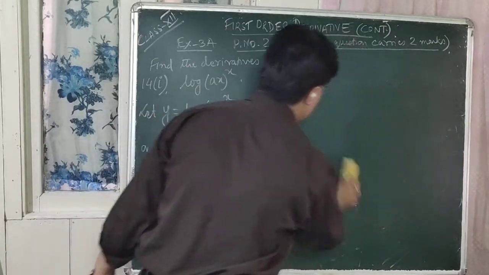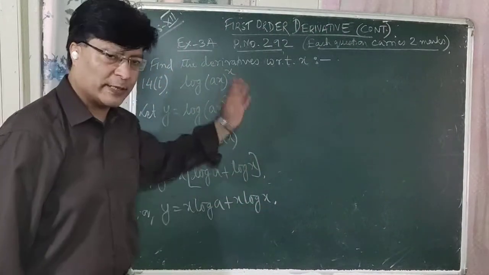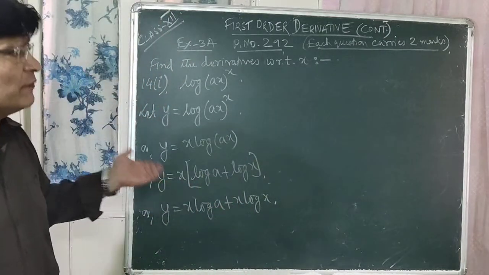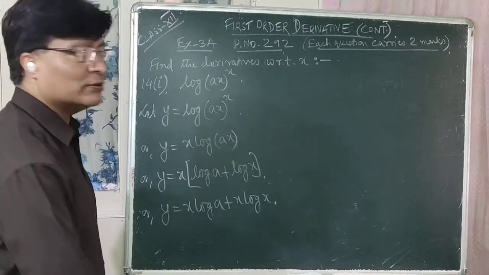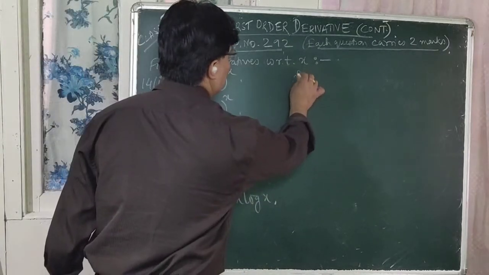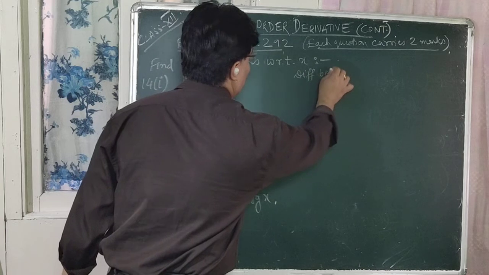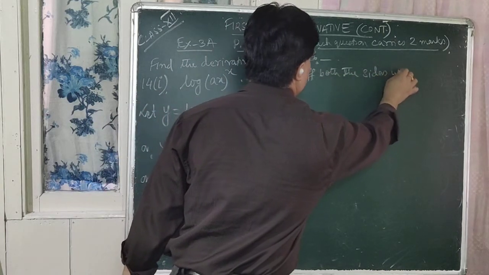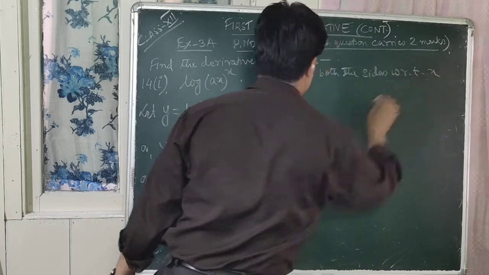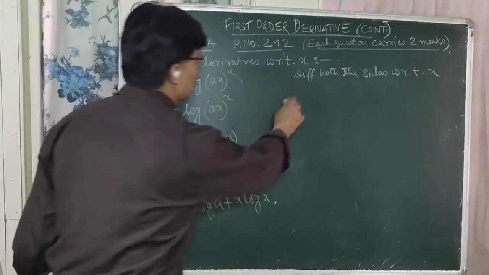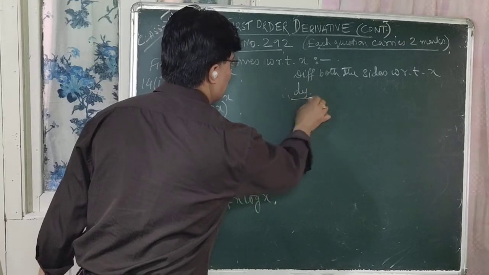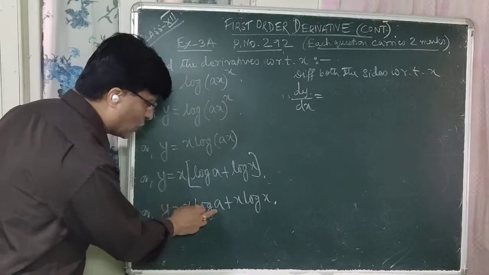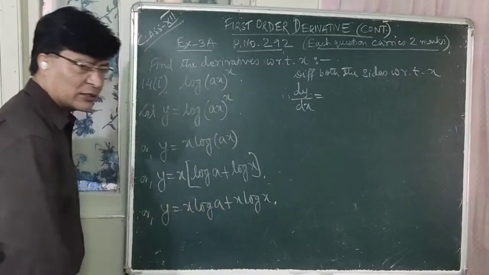Now we have to find the derivative of this function with respect to x, and we have assumed it as y. So let us differentiate both the sides with respect to x. Therefore dy by dx is equal to, now in this case, x into log a. But you know that log a is constant.